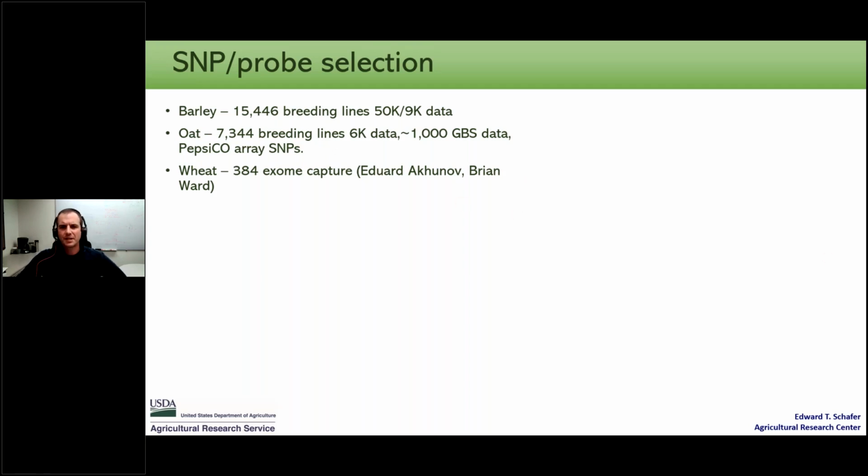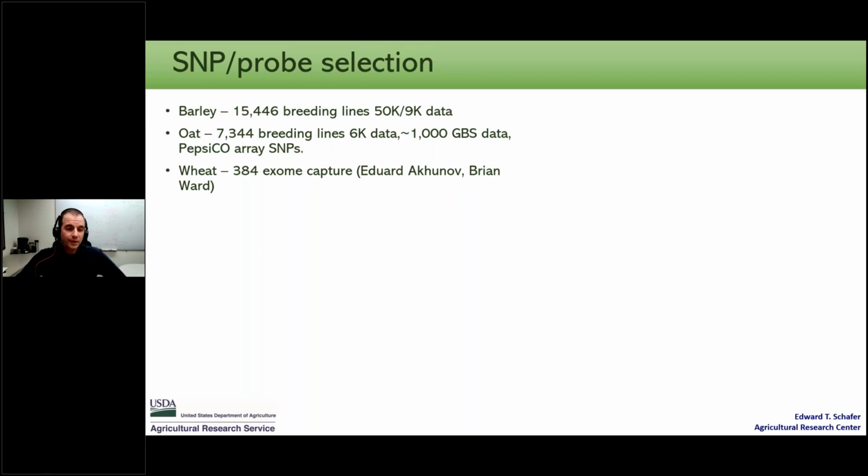Now in wheat, I wasn't particularly happy with the US coverage that we had in our 90K and 9K data. So I took advantage of a high density exome capture sequencing initiative that was just finishing up as I started in my role here at the end of 2018. So here the 4 genotyping labs submitted representative samples of their growing region, and they were all sequenced at Kansas State University in Eduard Akhunov's group. Brian Ward, who was then a postdoc at the USDA at the time, then put together all this information and provided a really nice integrated data set that I could pull from.